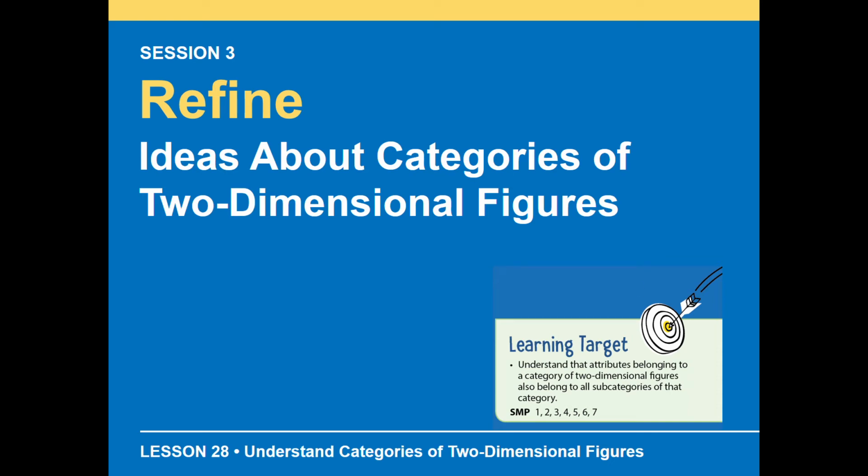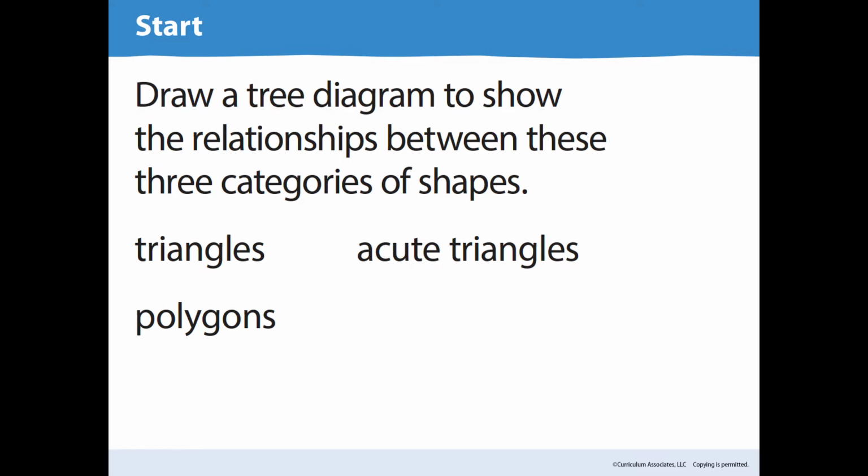This is Lesson 28, Session 3, Refine Ideas about Categories of Two-Dimensional Figures. To start, draw a tree diagram to show the relationships between these three categories of shapes: triangles, polygons, acute triangles. Remember, a tree diagram goes from the most general at the top down to the most specific at the bottom.